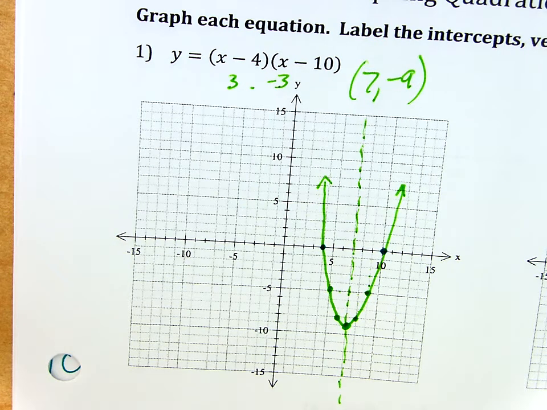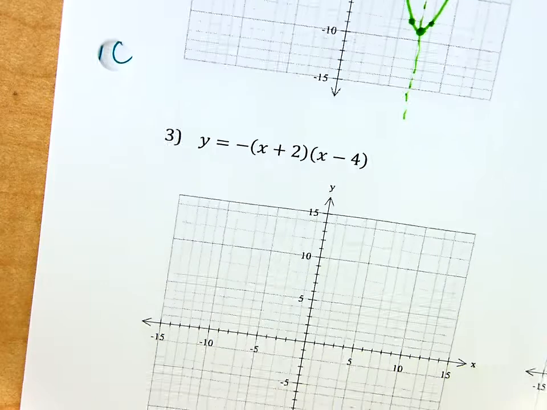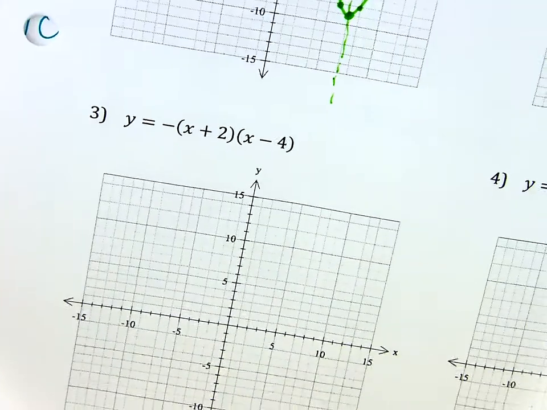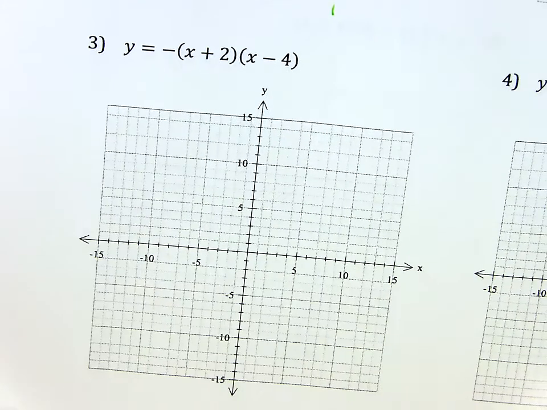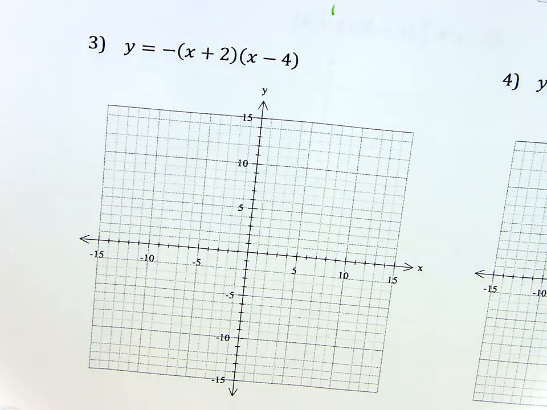Let's jump down to maybe 3. So go ahead and plot your 2 x-intercepts and find your vertex. You try that, and then we'll go from there together.